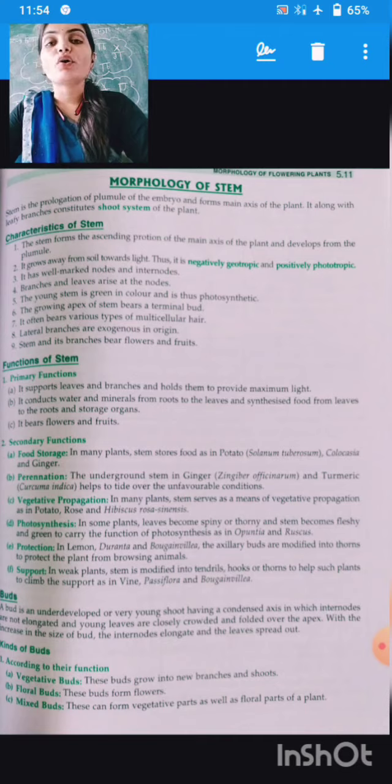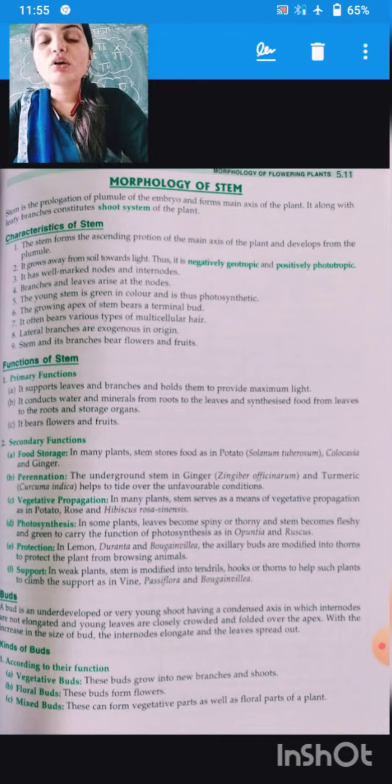Okay, so as you know, for studying any morphology we have to know the main function of that structure. The stem is the main supportive organ of a plant, and the branches arise from the stem. Food storage, perennation, vegetative propagation, photosynthesis, and protection are secondary functions. But the primary function of a stem is to support a plant and to give rise to several branches.